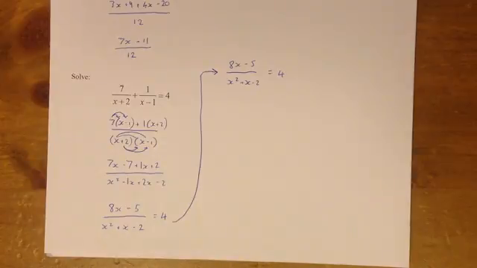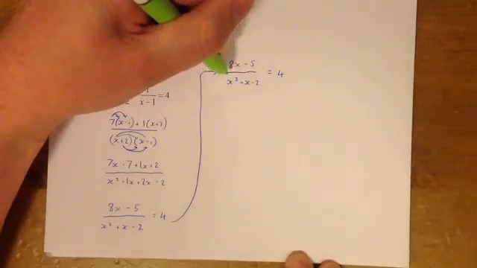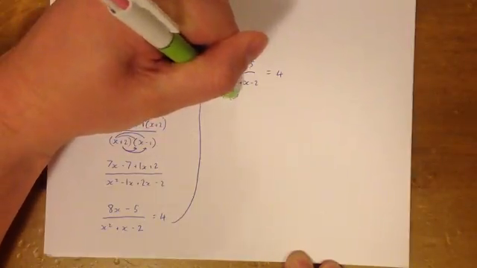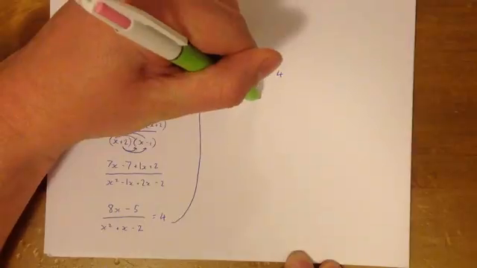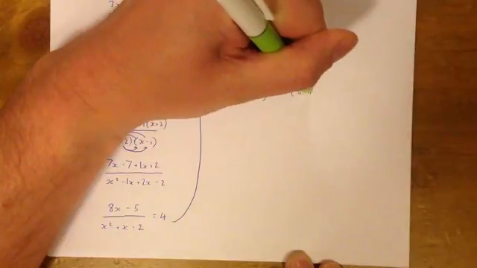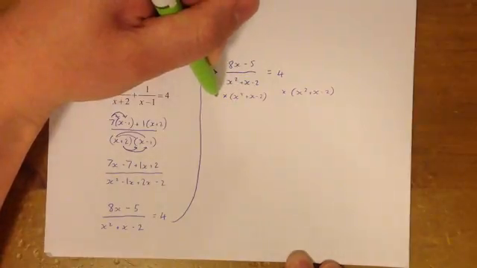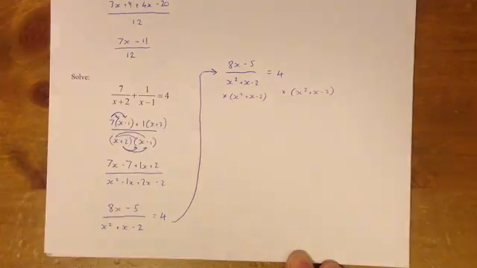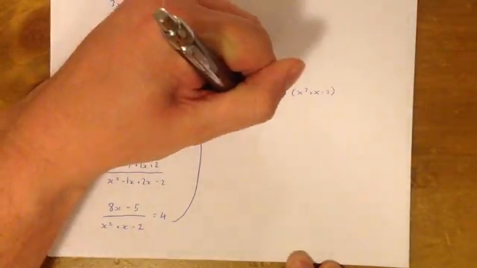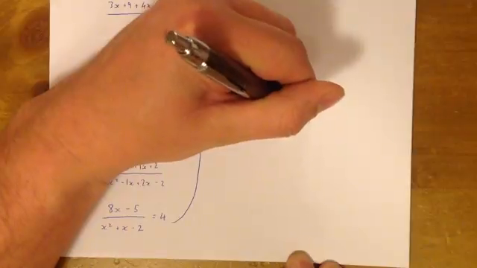So the first thing I need to do is I need to get rid of this divide by x squared plus x minus 2. And we know in inverse operations to get rid of divide we're going to multiply. So on the left hand side I'm going to multiply by x squared plus x minus 2. So I also need to do the same on the right hand side as well. So multiplied by x squared plus x minus 2. So on the left hand side this cancels out this. So we're left with our 8x minus 5. And on the right hand side we end up with 4 multiplied by x squared plus x minus 2.